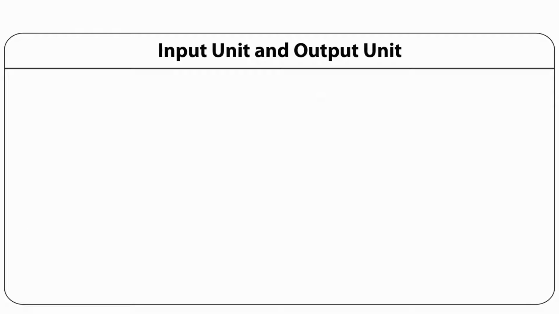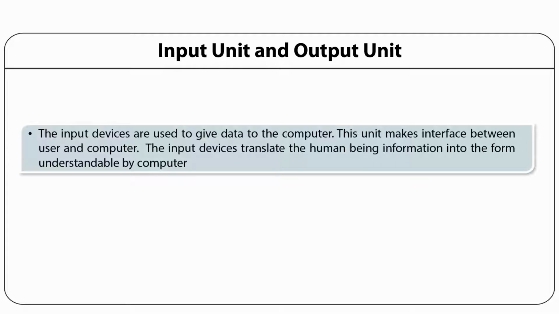Now, coming to the various parts, input unit and output unit. What is an input unit? Input devices or input units are used to give data to the computer. This unit makes the interface between the user and the computer. The input unit translates the human being's information into a form understandable by the computer.